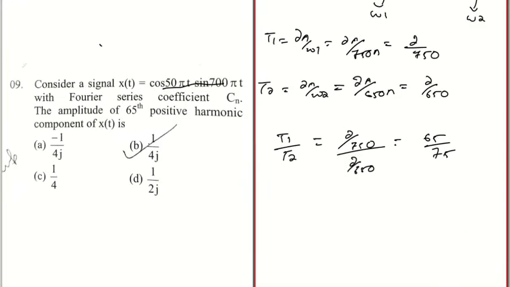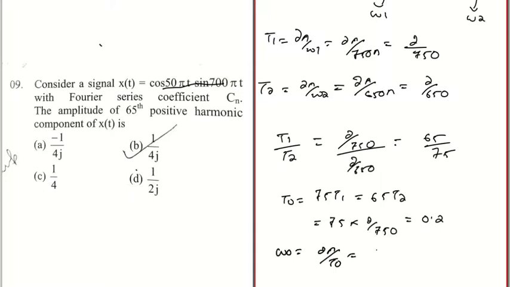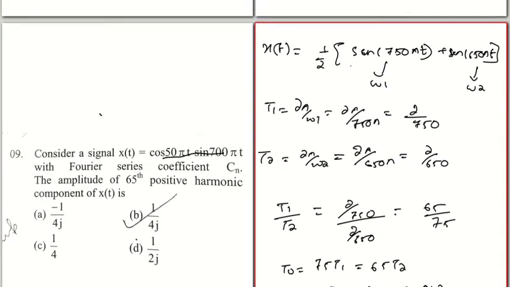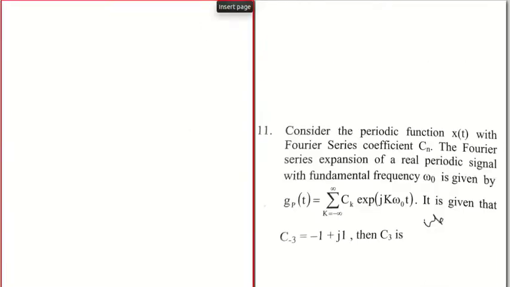And T0 is equal to 75 T1, equal to 65 T2. So 75 into 2 divided by 750, which we will get is equal to 0.2. This is the period, and the fundamental frequency will be equal to 2 pi by T0, which is equal to 10 pi. And now we will see which harmonic this is. So we'll write these 750 pi and 650 pi in terms of our fundamental frequency, as multiples of the fundamental frequency.